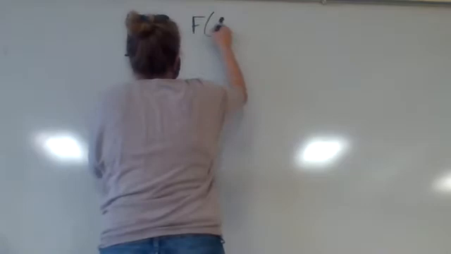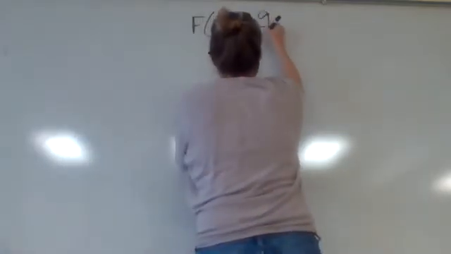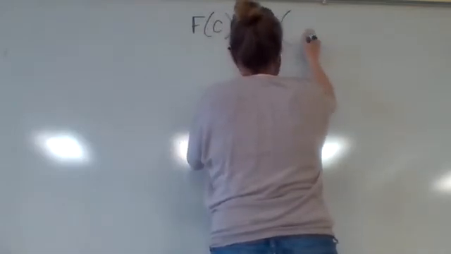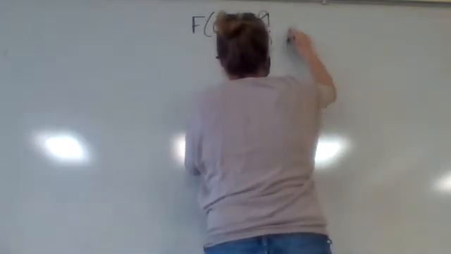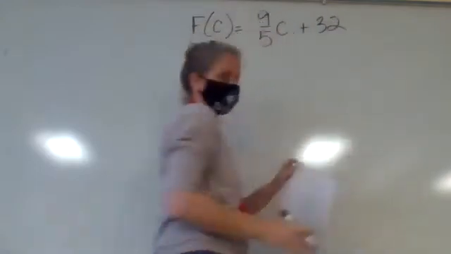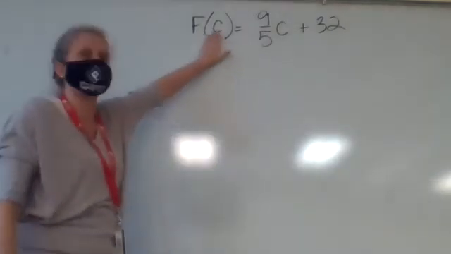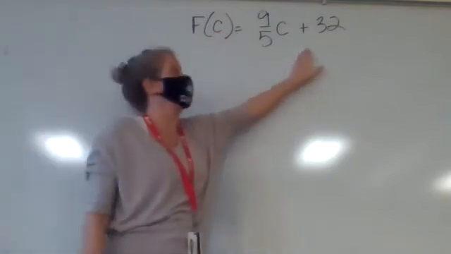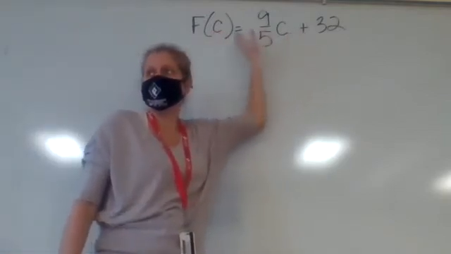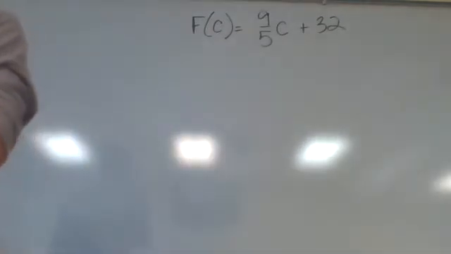Okay, so let's see. The function for that to occur is this. F of C equals 9/5 times C plus 32. Which means if somebody tells me a Celsius degree, I can plug it in for this C, do the math, and then I'll know what the Fahrenheit equivalent of that is.